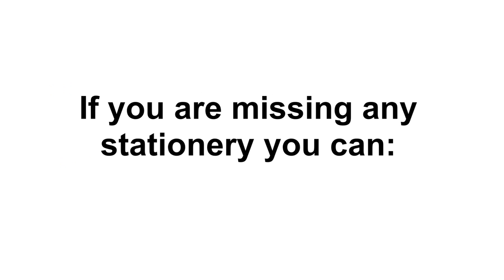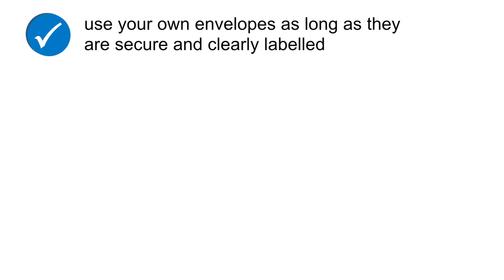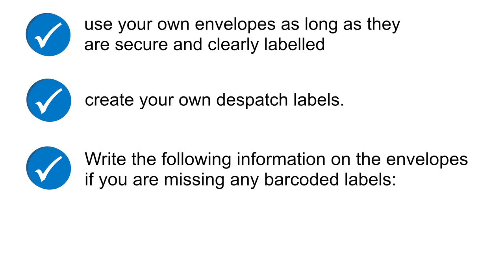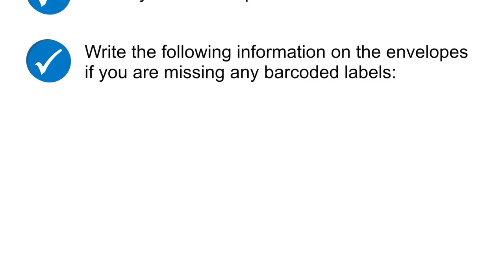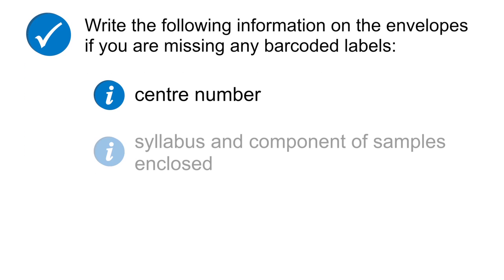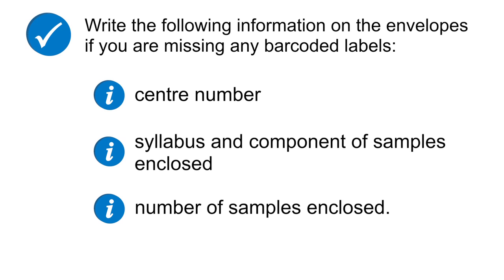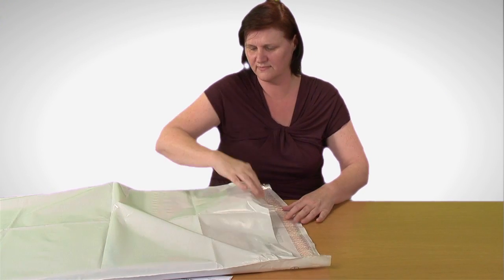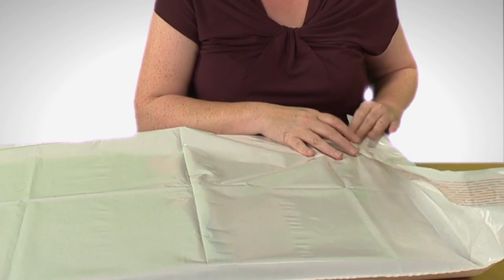If you're missing any stationery, you can use your own envelopes as long as they're secure and clearly labelled. Create your own dispatch labels. Write the following information on the envelopes if you're missing any bar-coded labels: centre number, syllabus and component of samples enclosed, number of samples enclosed. Now pack your coursework sample packets into an outer envelope and seal securely.